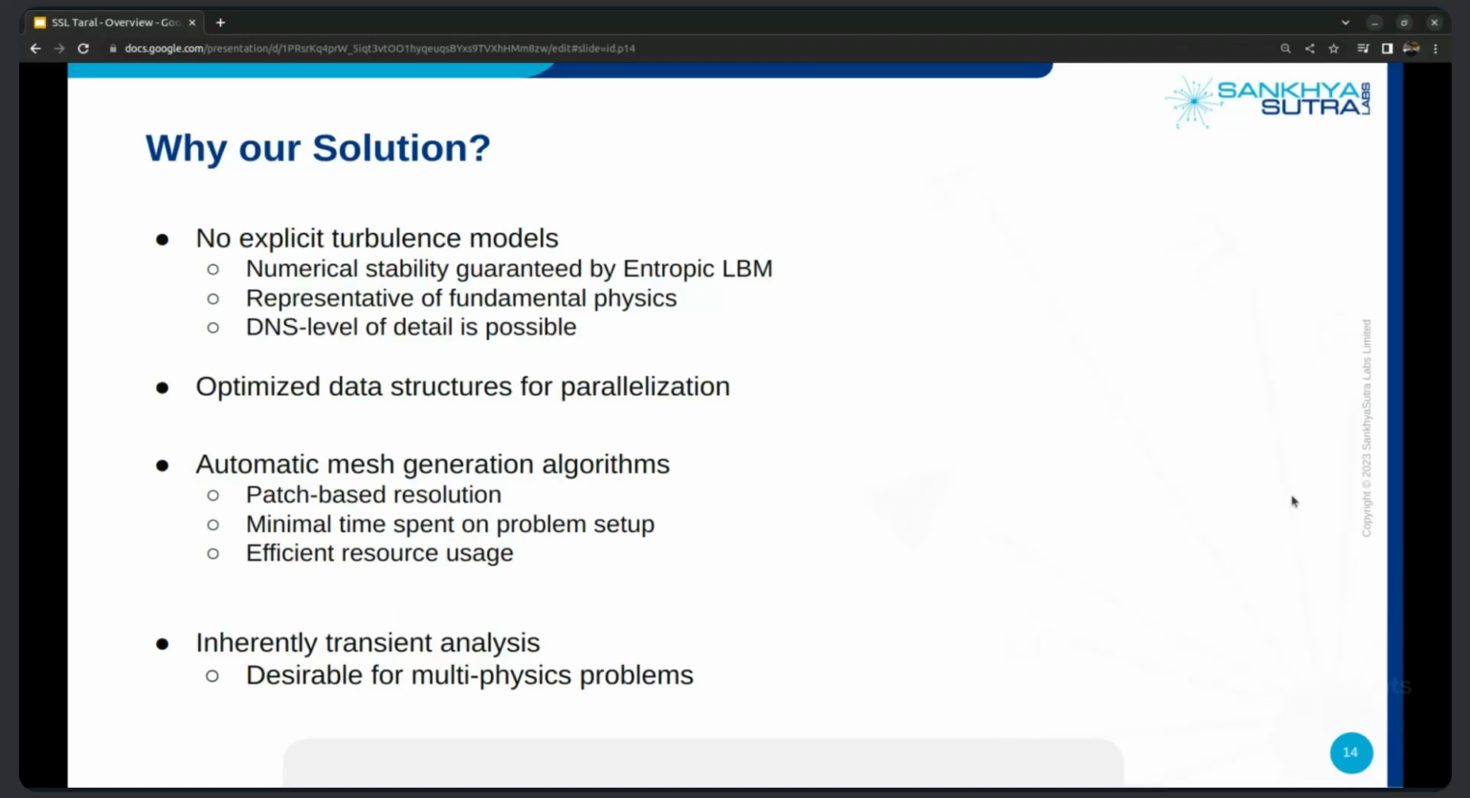And we've optimized our data structures such that they lend themselves to better parallelization. And the automatic mesh generation feature is something that's very desirable when it comes to the efficiency of your work output. So you spend minimal time on problem setup and you use resources in a very efficient manner. And like I said, the LB models, I think everyone knows they're inherently transient in nature. So this also makes it very suitable towards multiphysics problems.